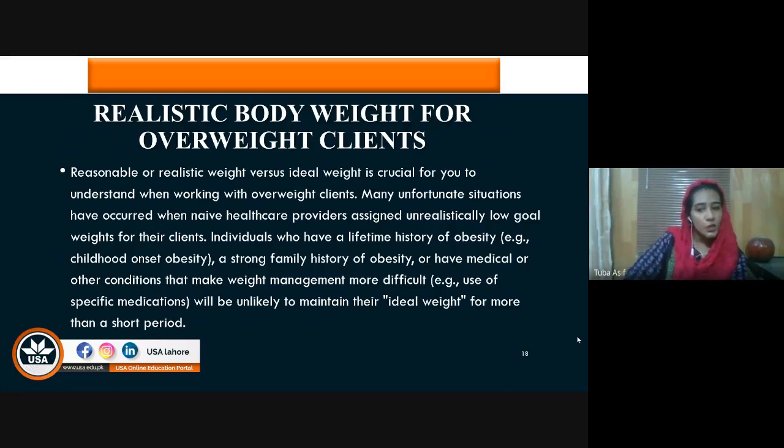There are many unfortunate situations that have occurred when naive healthcare practitioners assign unrealistic goals of maintaining body weight that are not realistic. Individuals who have a lifetime history of obesity, that is childhood obesity, a strong family history, or various other medical or health conditions cannot shed so much weight. Even if they try very hard, even if they do strenuous physical activity, they can never come into the range of the ideal weight.